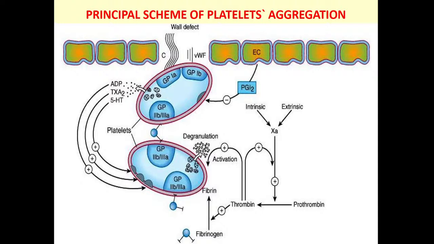The activation of which leads to a decrease in the concentration of cAMP and an increase in the concentration of calcium ions, as a result of which the release of thromboxane A2, adenosine diphosphate, and serotonin from the platelet is activated, which stimulate the corresponding receptors of another platelet.